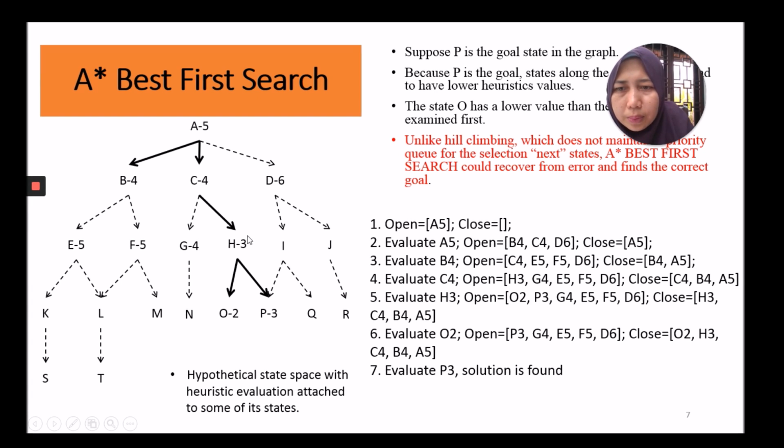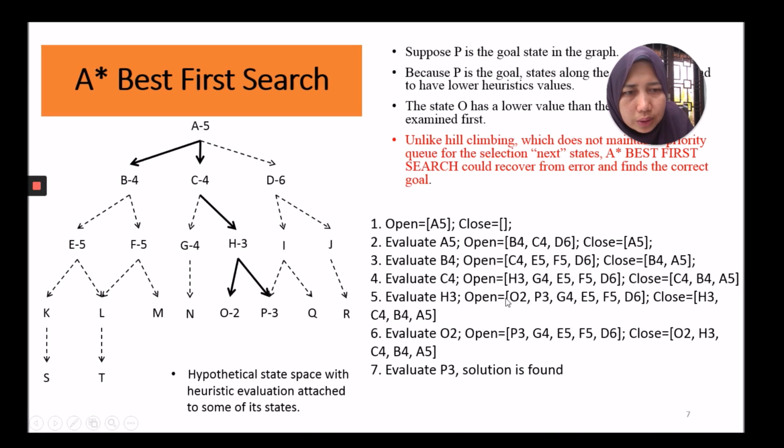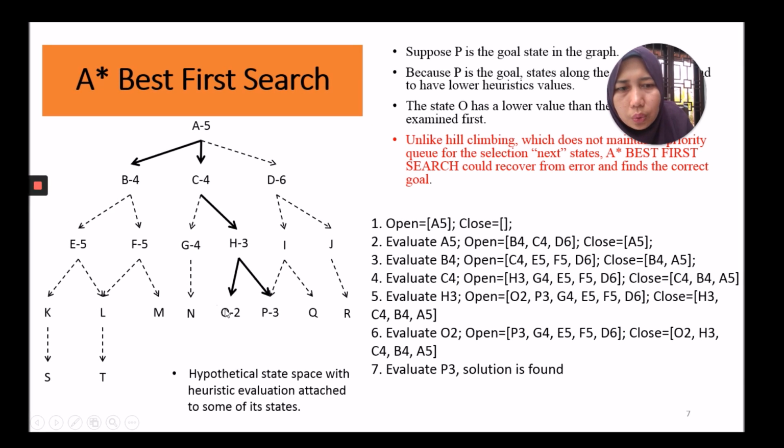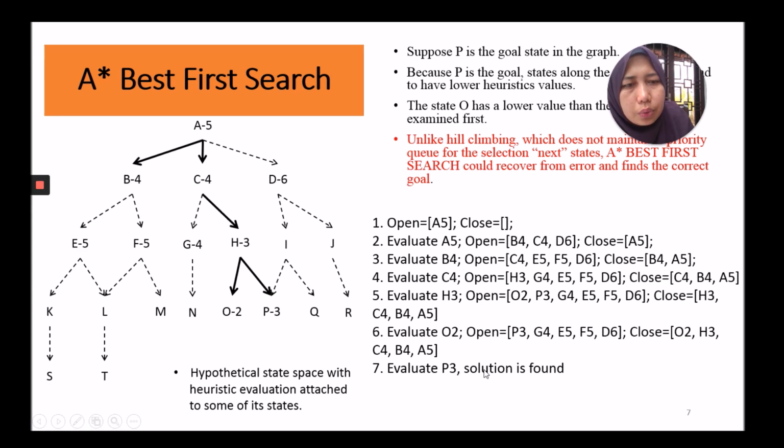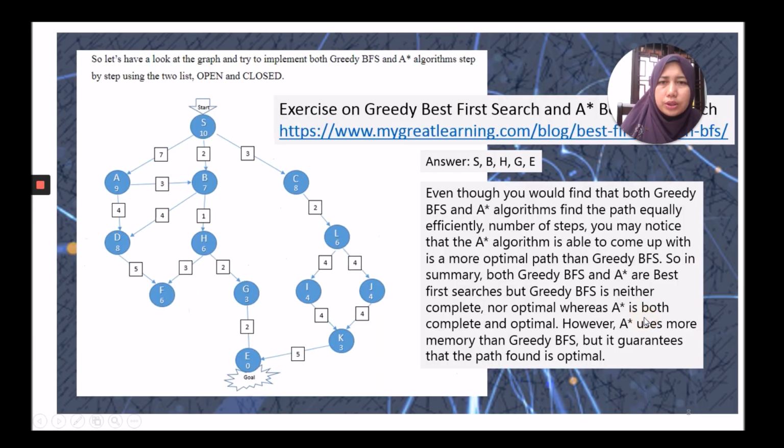Then from H3 we consider O2 and P3. So we list here O2 and P3. And then we choose O2 because O2 is lower than P3. After that, P3 is the best candidate. Then we found the solution.